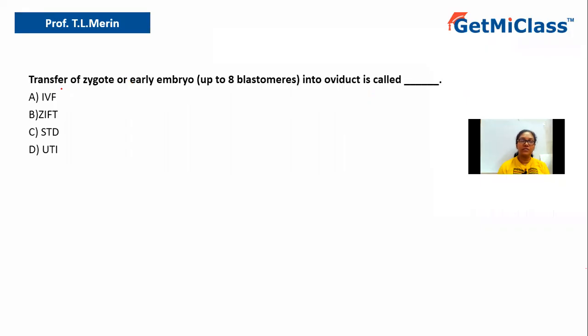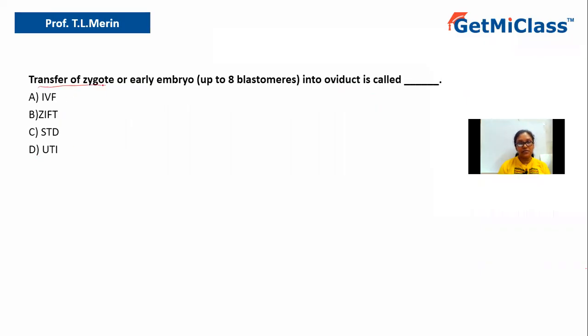Today we're going to solve this question: transfer of zygote or early embryo up to 8 blastomeres into oviduct is called dash. Option A IVF, option B ZIFT, option C STD, option D UTI. So let us understand the question.